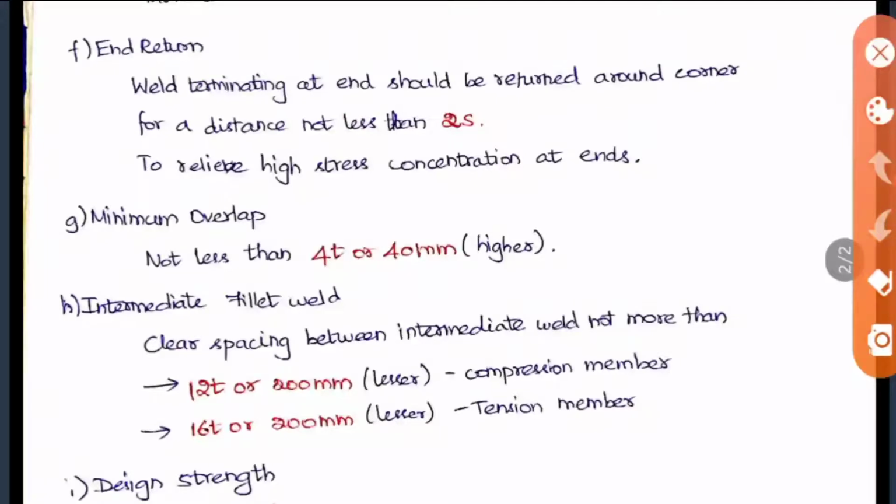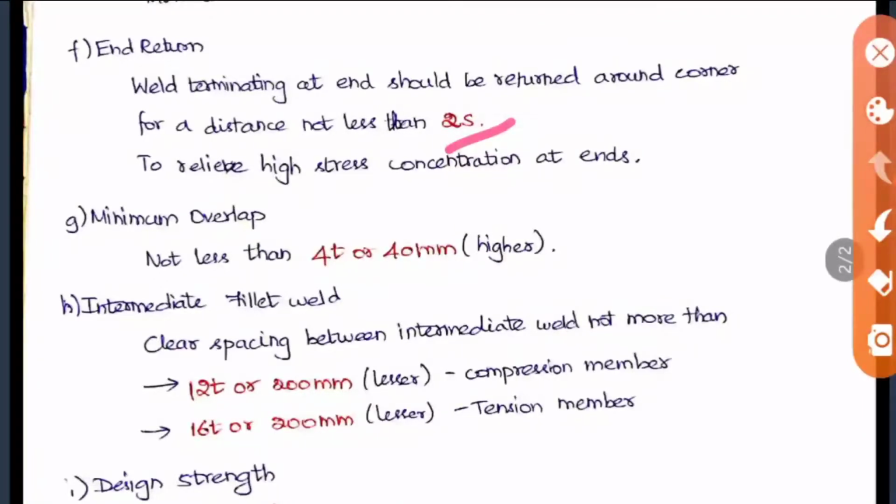The next thing is the end return. So end return is nothing but when the fillet weld is terminating at the end, it should be returned around the corner again. So this is for a safety purpose, for a distance not less than 2 times the size of the weld. So why we should do this: to relieve the high stress concentration at the ends, we are returning it again around the corner. Okay. So this value, not less than 2 times the S, is important. And then the minimum overlapping distance should not be less than 4 times the effective throat thickness, or 40 mm, whichever is higher.